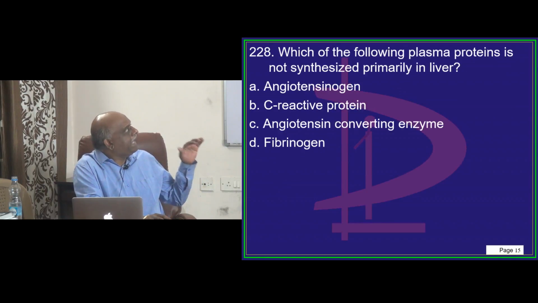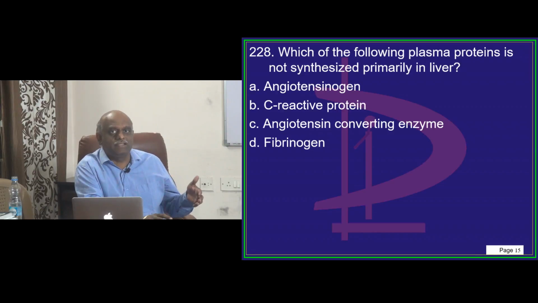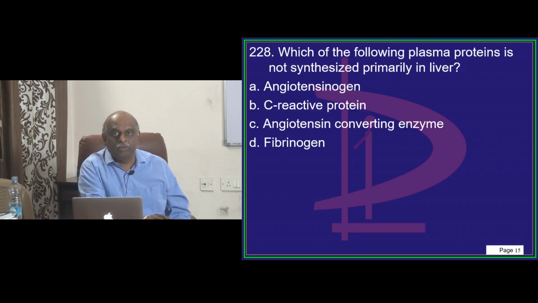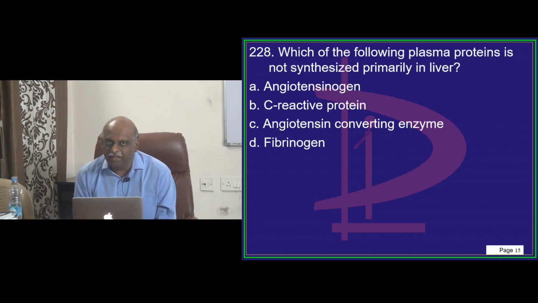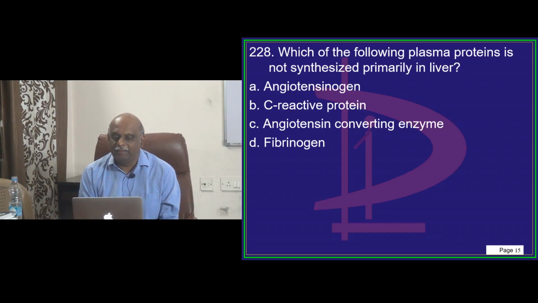Now, plasma protein, which is not synthesized primarily in the liver, which one is not synthesized primarily in the liver, is my question to all of you. Should you answer, doctor? लिवर में तैयार नहीं होने वाले प्लाज्मा प्रोटीन इन सब चीजों में कौन है, और वो लंग में तैयार होने वाला चीज कौन है?